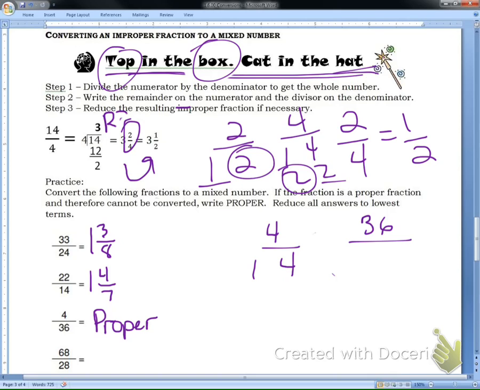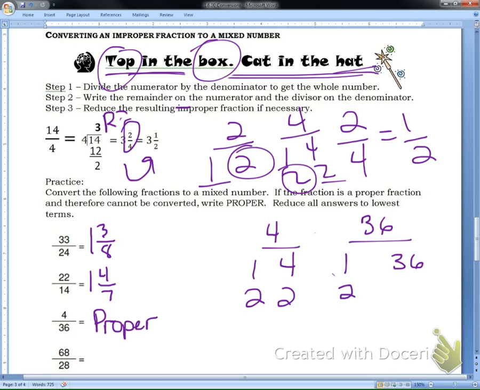1 times 4 is 4. 2 times 2 is 4. And there's no numbers between 2's. So those are all the factors of 4. Let's write the factors of 36. 1 times 36 is 36. When you're finding your factors, it's actually division. It's like 36 divided by 1 is 36.